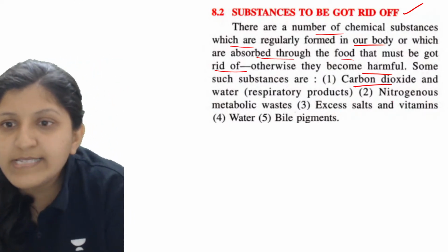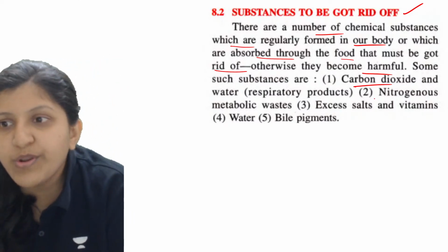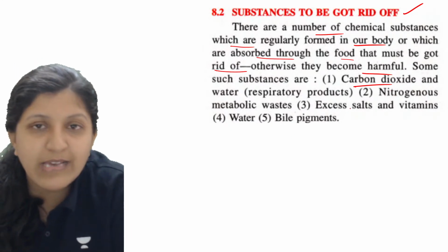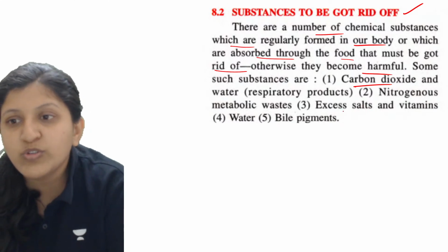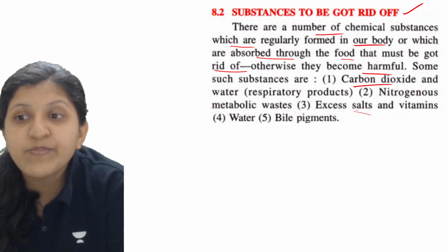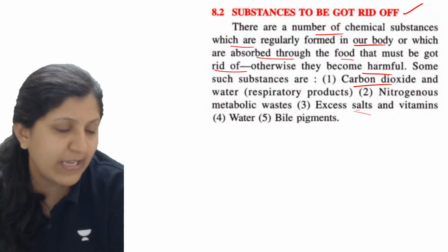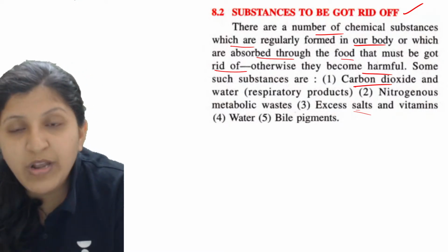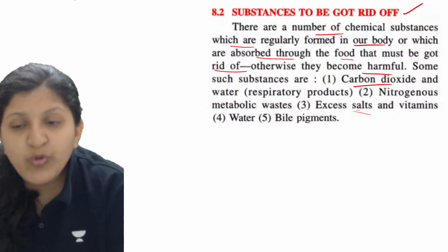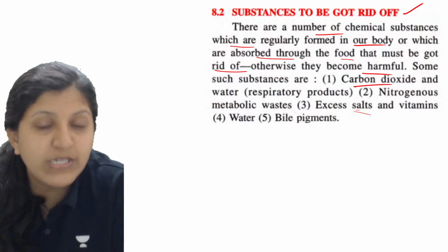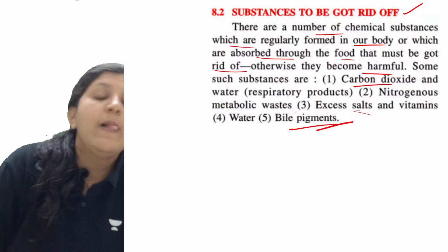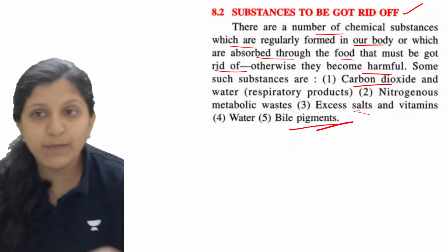In the same way, water is also removed. The nitrogenous metabolic wastes like urea, uric acid, ammonia and others are removed. Any excess salts, like if sodium is more in amount or chloride is more in amount, are removed, and any excess amount of vitamins, the water, and the breakdown product of hemoglobin, that is bile pigment, can also be removed.